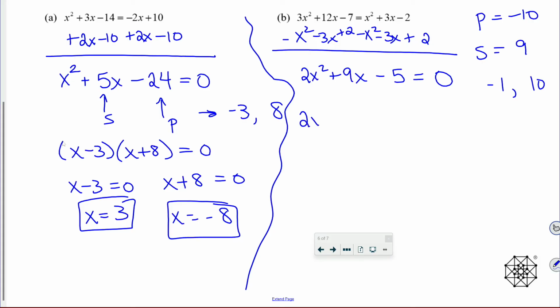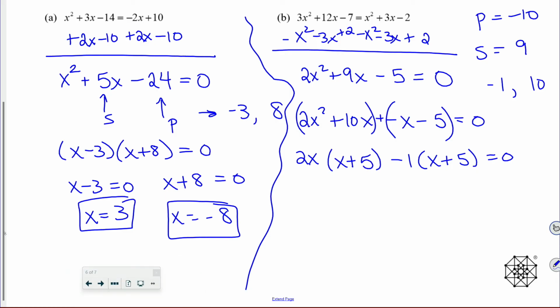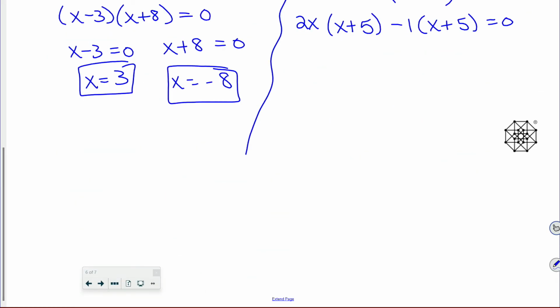So I can now break that 9x up into a 10x minus x minus 5 is equal to 0. I'm now going to group my terms kind of like this. I can factor a 2x out of the first 2. And this is interesting, I'm going to factor a negative 1 out of the second 2. I have to do that to get that x plus 5 common binomial factor.